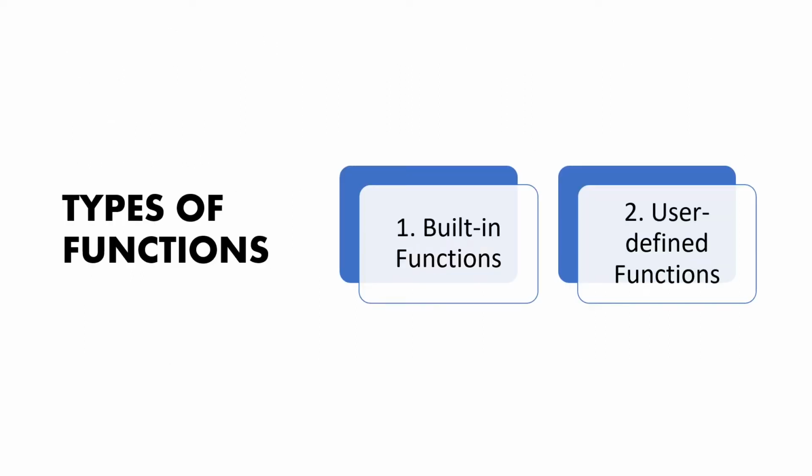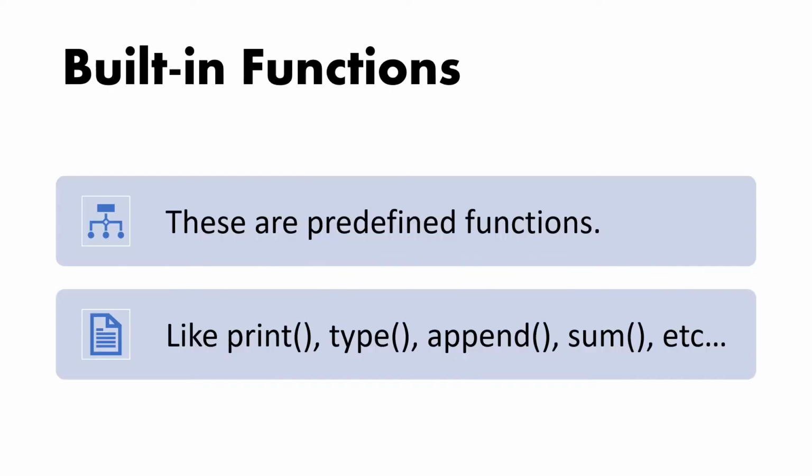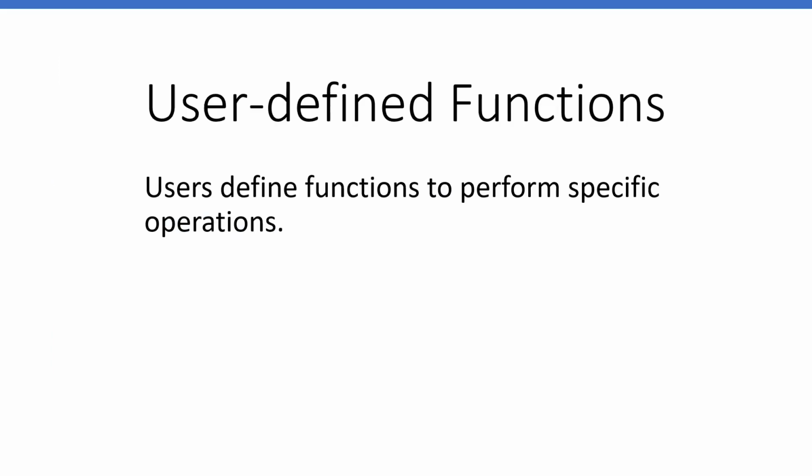There are two types of functions, built-in functions and user-defined functions. Hope you all remember functions like print, type, append, sum. These predefined functions are called built-in functions. The next one is user-defined functions, which means that users define the function to perform specific operations, about which we are going to learn in detail now.